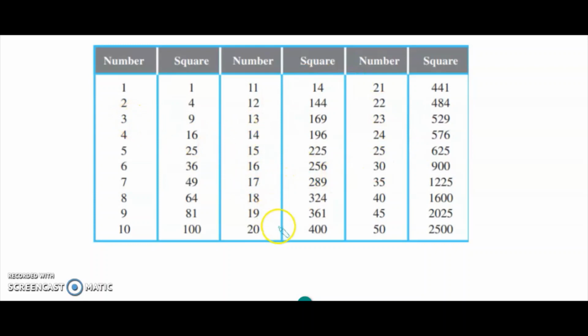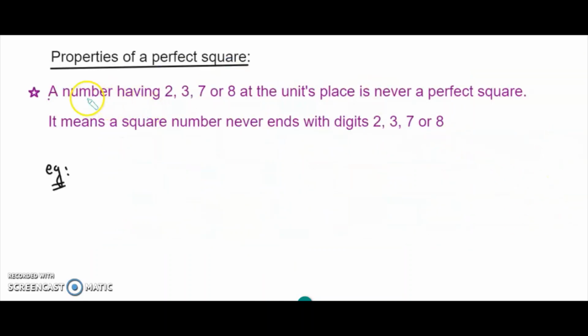Now, there are some properties that I'm going to list out based on the squares of the number, which I already showed. So we'll go back to that. A number having the units place, or the last digit, as 2, 3, 7, or 8 is never a perfect square. That means a square number should never end with digits 2, 3, 7, or 8. Let's have some examples of perfect squares and check whether the last digits are 2, 3, 7, or 8.